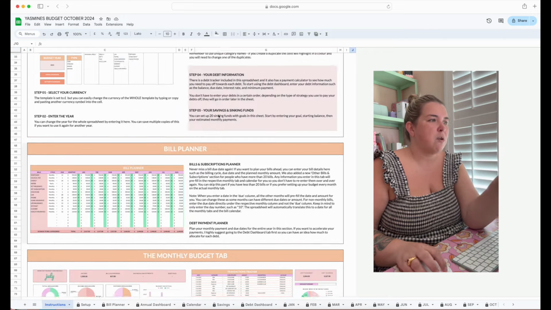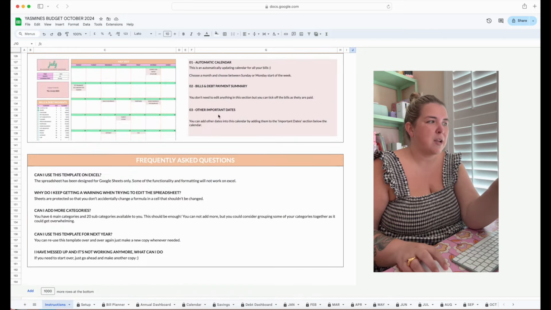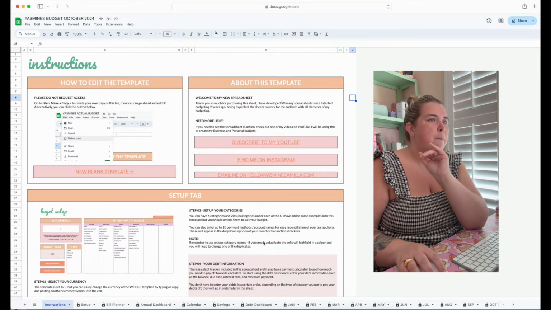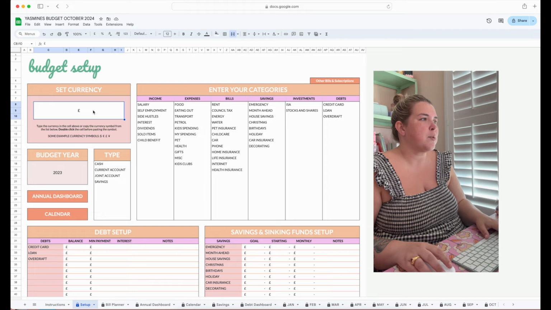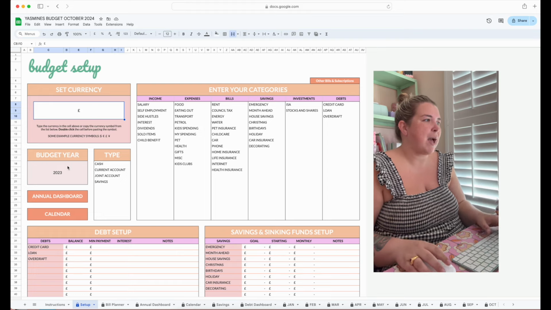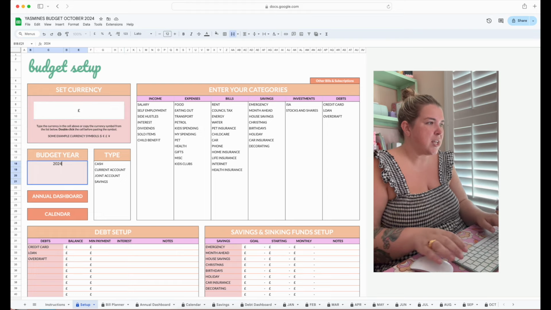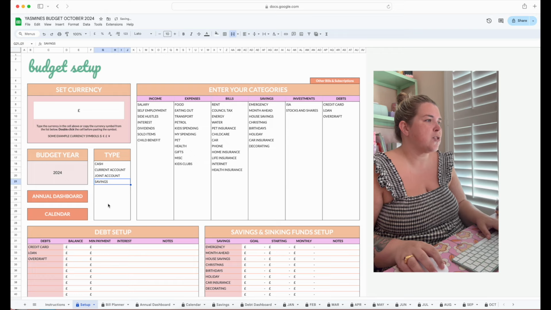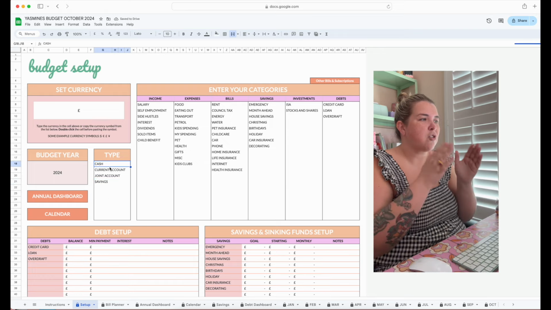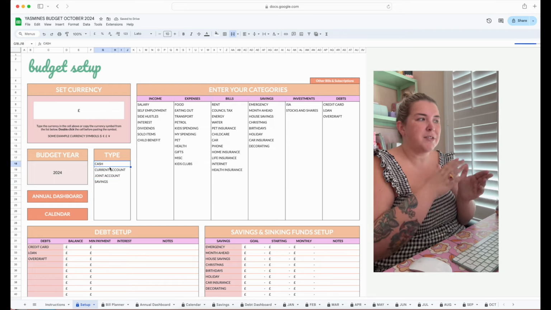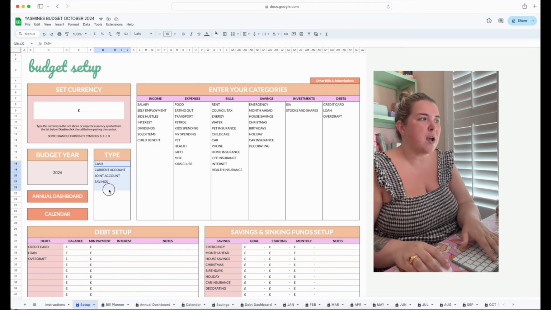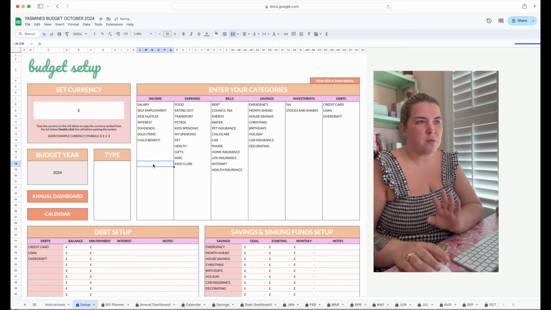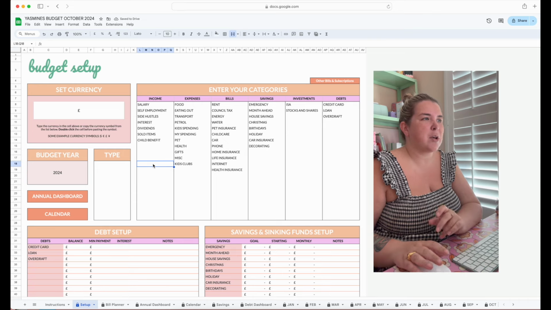I do have all of these instructions here for anyone who has this and gets stuck, but let's start straight away with the setup. In the setup, you can change the currency. I'm using pounds. You also need to put the budget year in, so I'm going to go with 2024. You can track how much money goes in and out of different accounts. I am not really concerned with that right now, so I'm going to remove that because I just don't really want to worry about it.